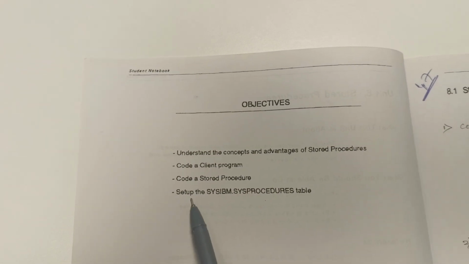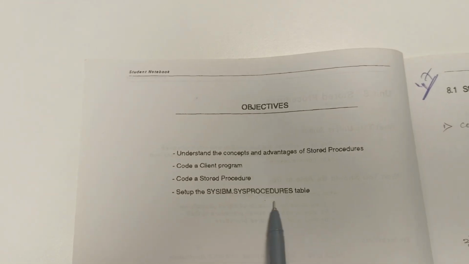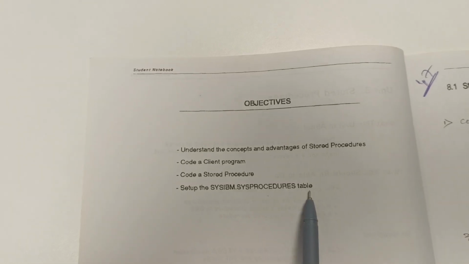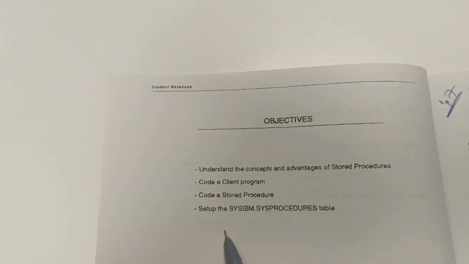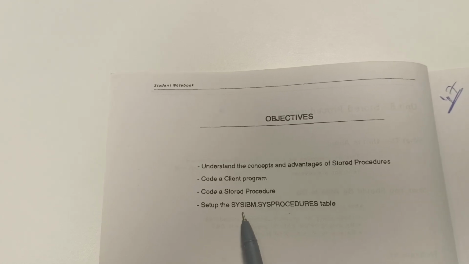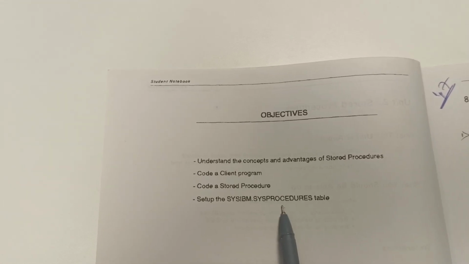DB2. We need to set up the stored procedure in a system table called SYSIBM.SYSPROCEDURES. Whenever you are setting up new procedures, we have to mention the procedure in the system-defined table.